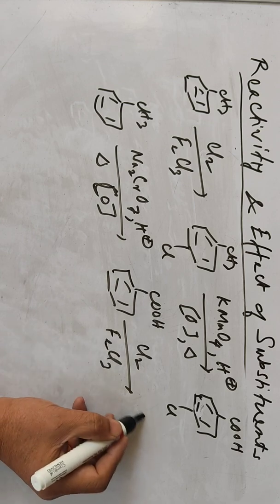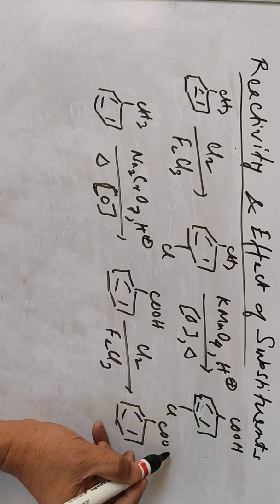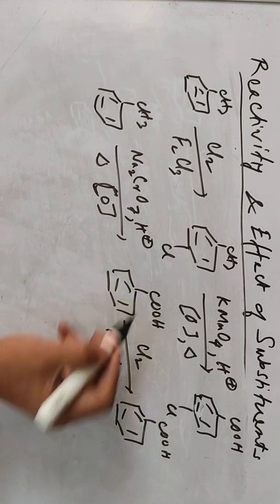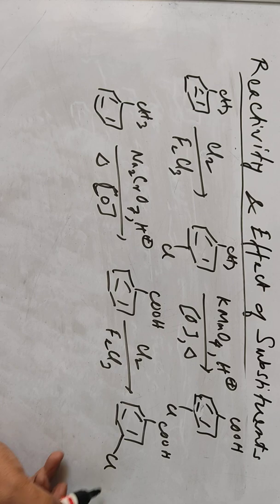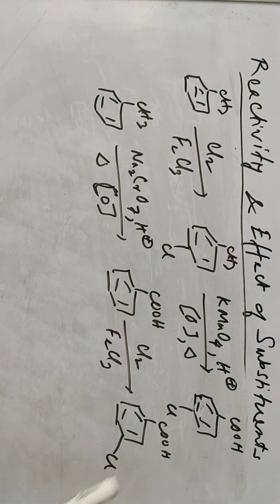place. So in this case we got the acid. The acid is an electron withdrawing group, so it is a meta director, like this. So you can compare this to how you can prepare parachlorobenzoic acid or metachlorobenzoic acid.